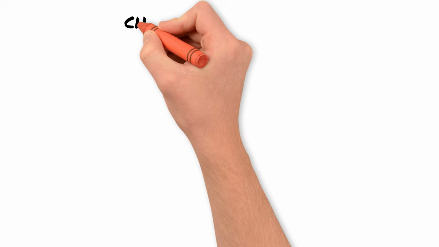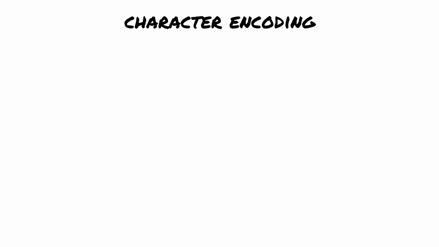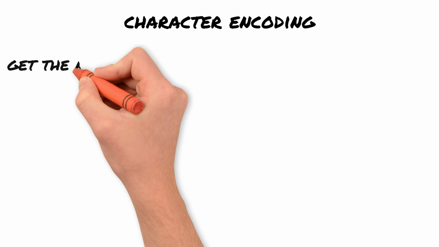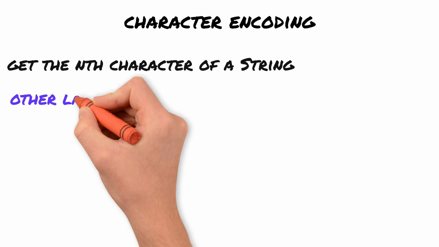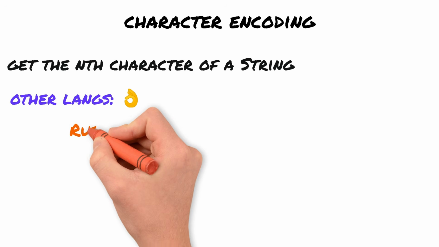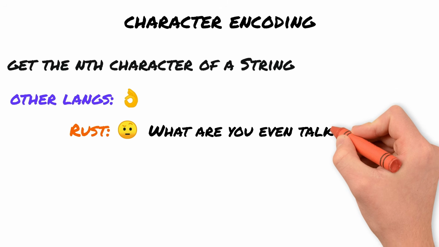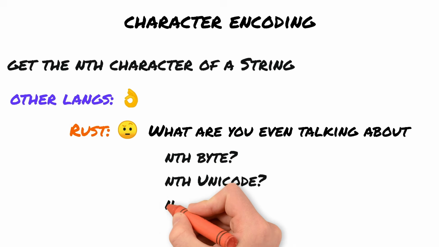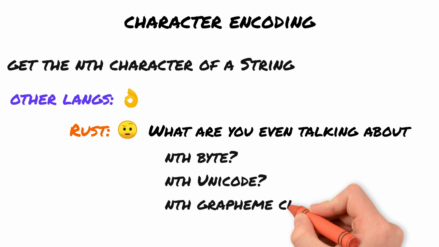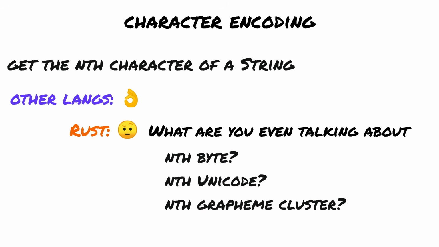And then there's character encoding, and Rust doesn't hold your hand on that either. For example, .len is bytes, not characters. So "é".len would be 2 for 2 bytes in UTF-8. And to get the nth character of a string, well, in other languages it works as expected, but Rust doesn't do that. Do you want the nth byte, nth Unicode, nth grapheme cluster for user-perceived character? Instead, you have to handle that explicitly.